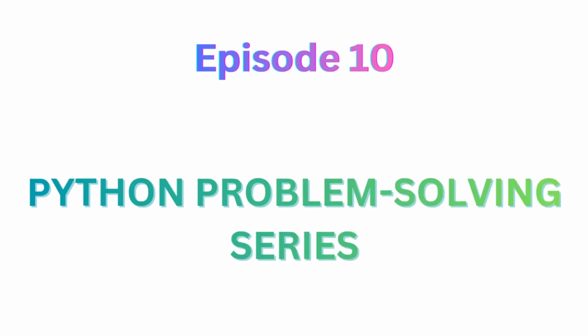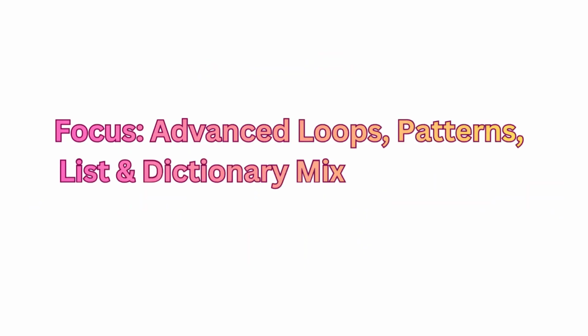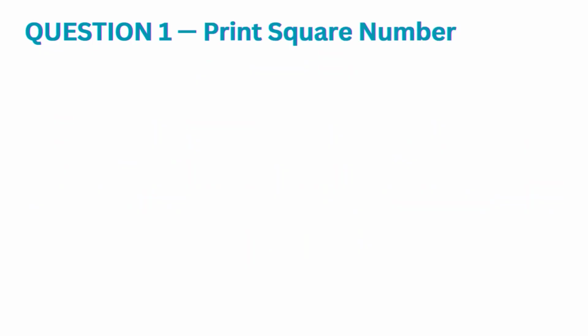Today we will solve 10 advanced Python problems combining loops, patterns, lists and dictionaries that's perfect for coding interviews, competitive programming and project level practice. Let's get started. Question number 1 is print square number pattern where given pattern for n equal to 4.